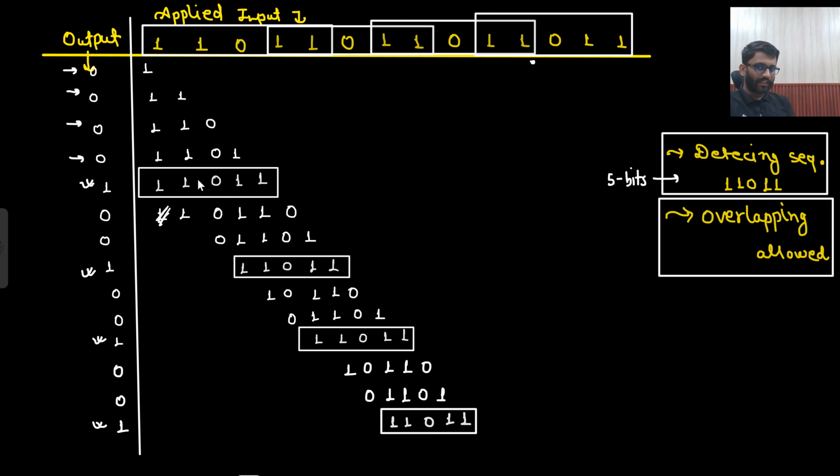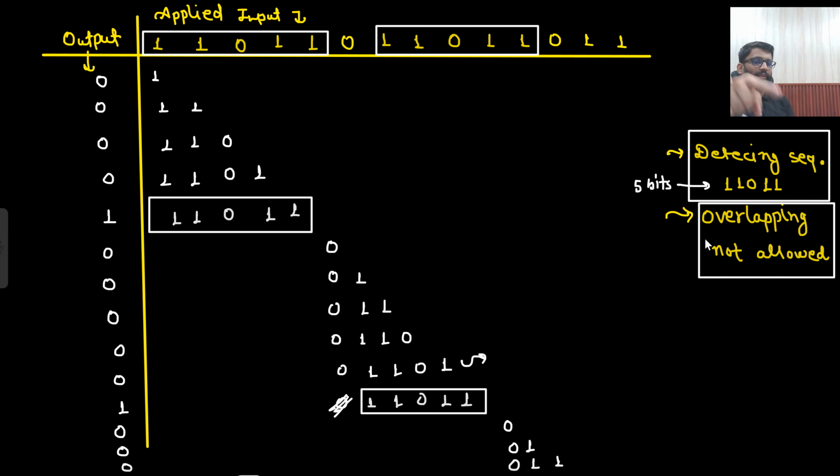In case of overlapping allowed, the register doesn't get cleared, it will keep on going. But in case of overlapping not allowed, once you detect the sequence, everything gets cleared. I am again starting from 0, from the next bit. Once I detect a particular sequence, I will start right from the beginning. So that's a very important point.